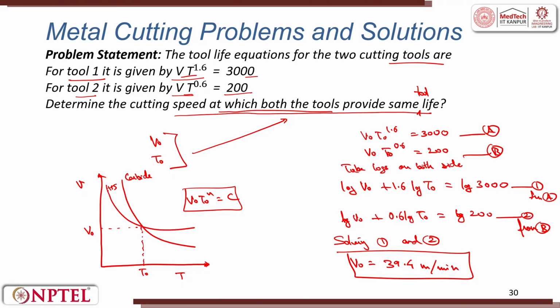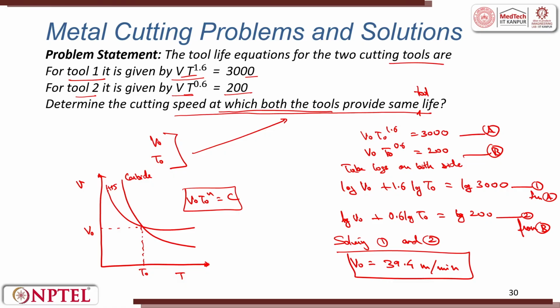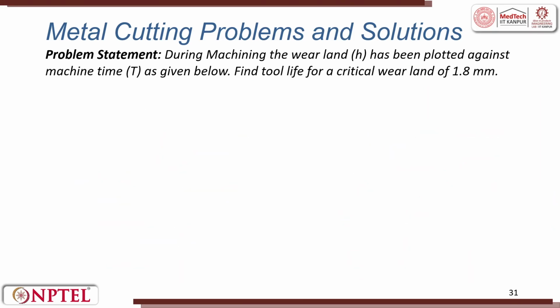Let me now take a problem. We will try to see the intercept on the line in this hyperbolic curve, how the intercepts are plotted, and while taking log as well, how the intercepts are plotted, and how we understand the difference between the coordinates and find the values of the different parameters. For example, we need to find a tool life for a critical wear length of 1.8 millimeter. During the machining, the wear length H has been plotted against the machining time.